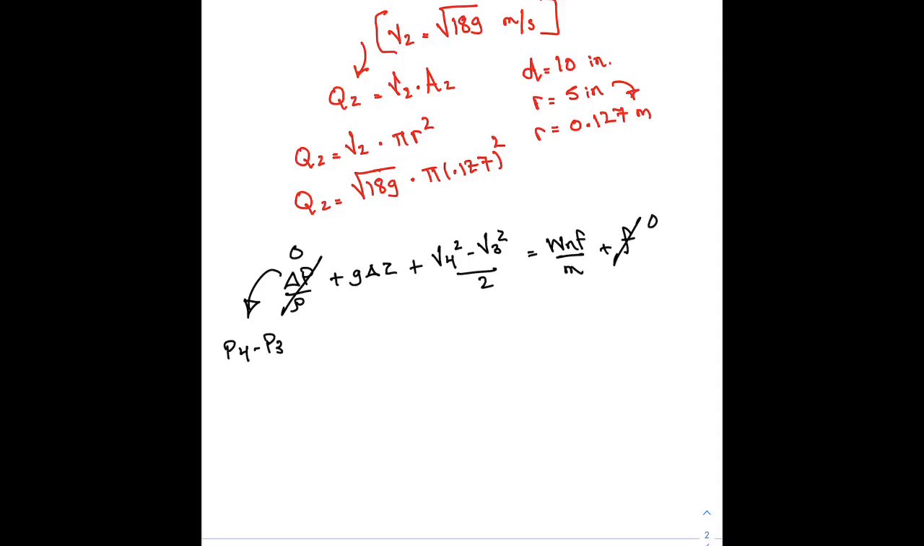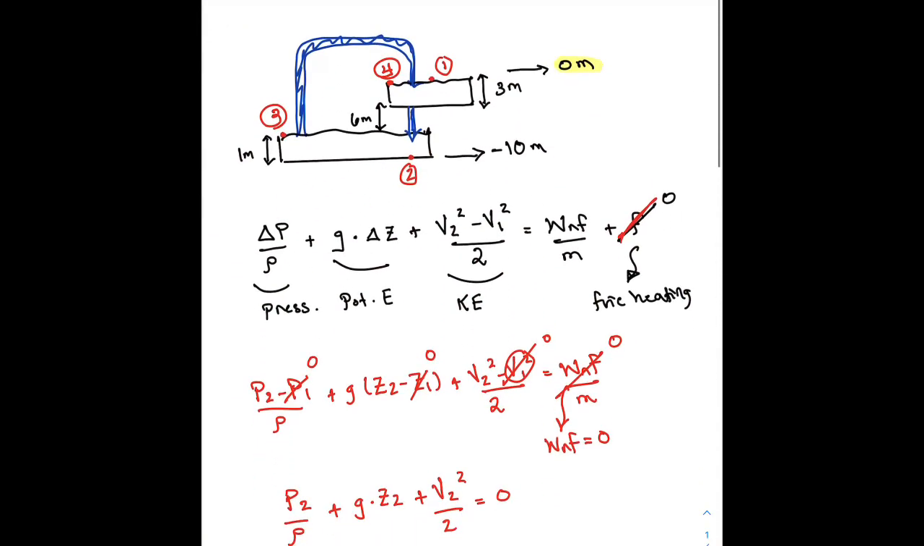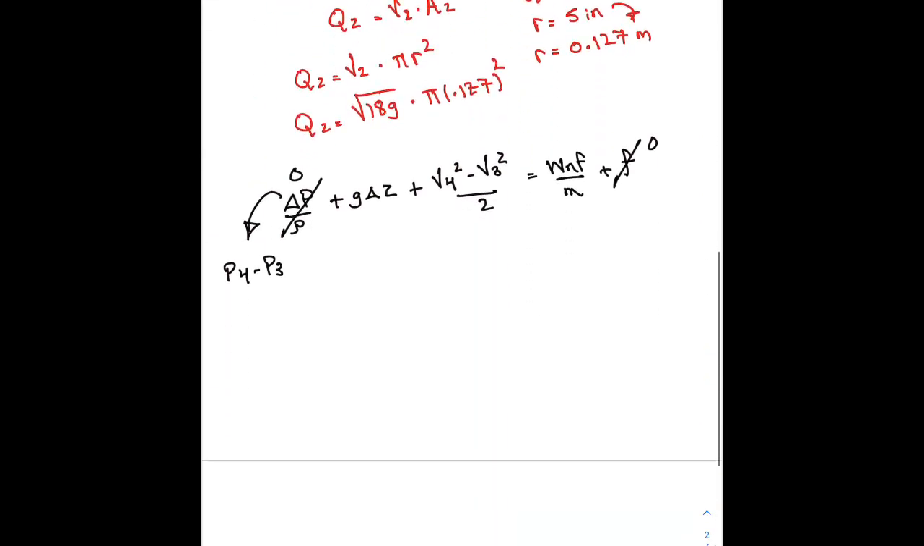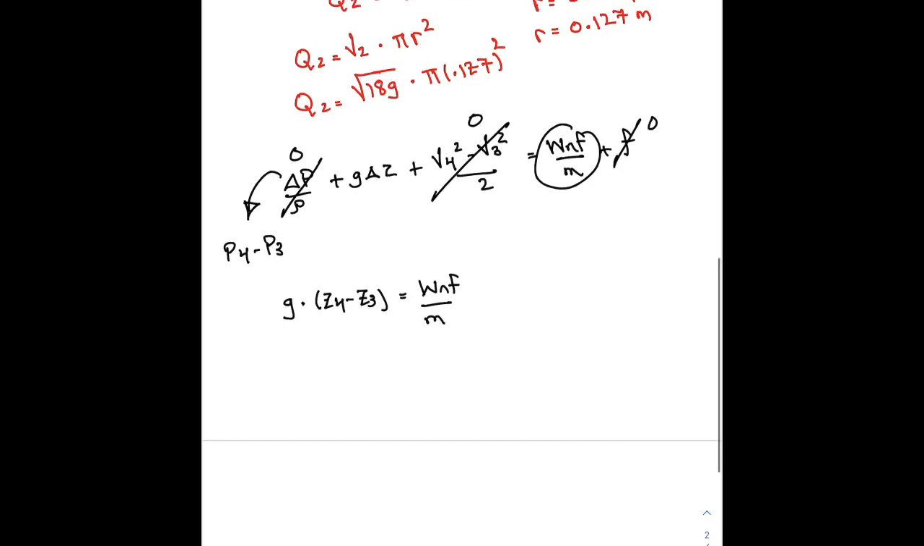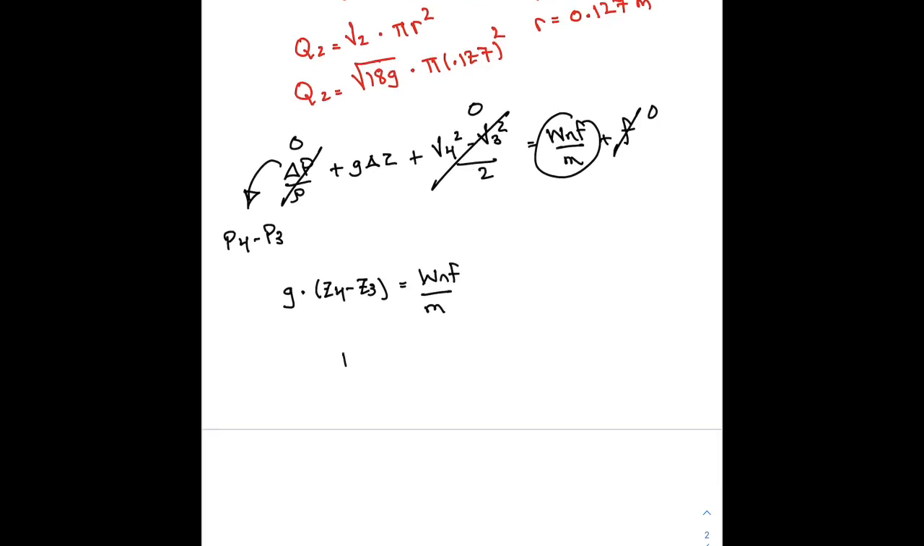One more thing to note is that the velocity will not change from point 3 to point 4, and so this entire term will cancel out as well. And in this case, we actually do have work, because there will be work done since we're using the pump. And so from here we can write G times Z4 minus Z3, and that all equals the work over the mass. And we can solve for the work.